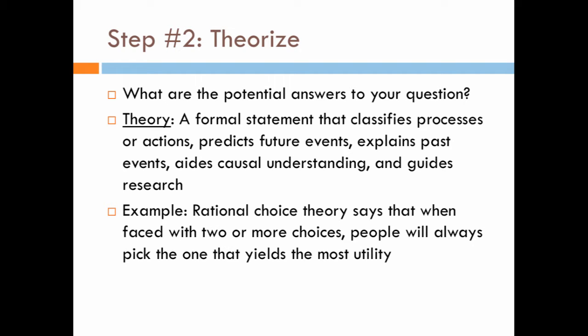So, for example, rational choice theory, which has its origins in economics, says that when faced with two or more choices, people will always pick the one that yields the most utility. Utility is a catch-all term for an overall benefit, for money, for happiness, and the like. So in our working example, when we want to know why an individual votes for one candidate and not another, rational choice theory would tell us that a person picks the candidate that gives them more utility.